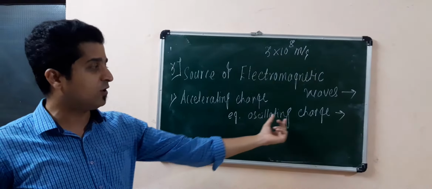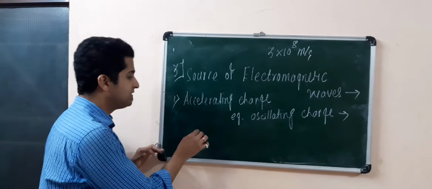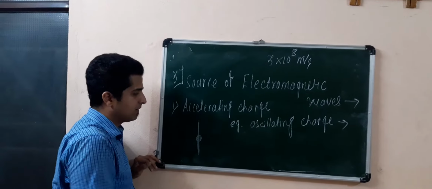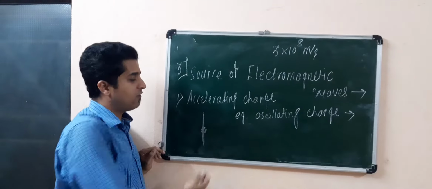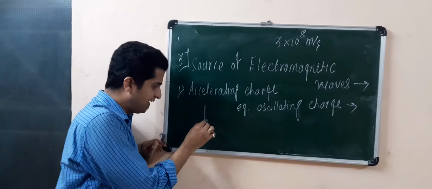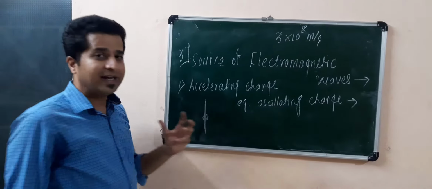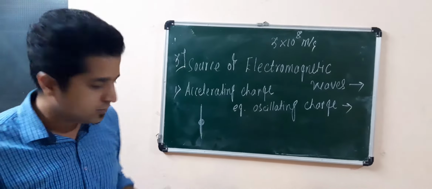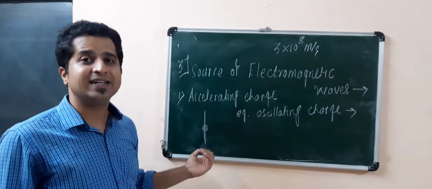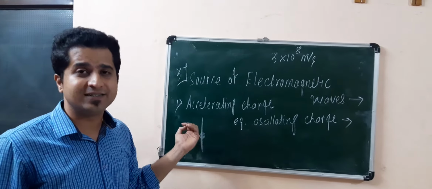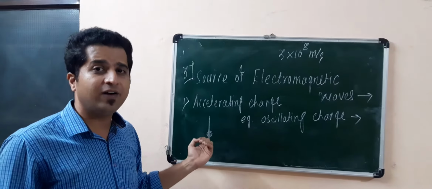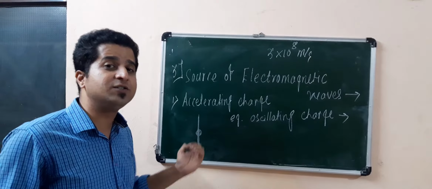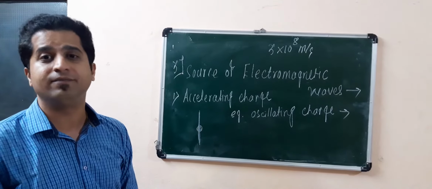An example of an accelerating charge is what? An oscillating charge. That is, if we consider one charge and it is oscillating, oscillatory motion is what? To and fro motion about the mean position. So if it is an oscillating charge, each charge has what? Its own electric field surrounding it. So when the charge oscillates, its electric field changes. So that changing electric field is producing what? A changing magnetic field.